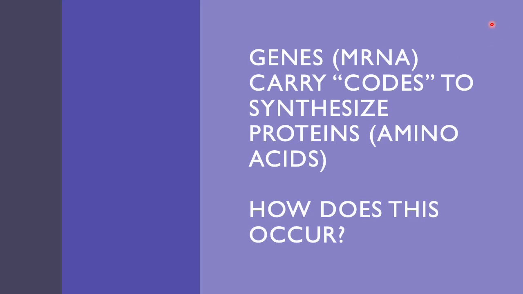Essentially, a big takeaway from this lecture, I want you to know that genes, mRNA, carry codes to synthesize proteins that are made up of amino acids. So the nucleic acids will be translated to amino acids. How does this step occur?